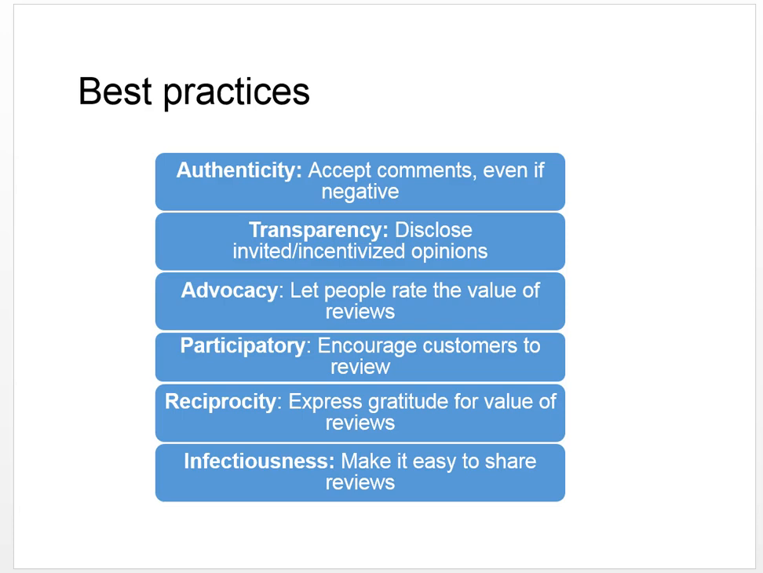And infectiousness. Make it easier to share reviews. Now, when reviews started originally, it was actually quite difficult to navigate that process. Today, it's pretty easy. Most of the sites are pretty instinctual. They have pop-up prompts and you get to pick an icon, and it doesn't really take you that long to put in the review. So there are fewer barriers to placing reviews out there now.